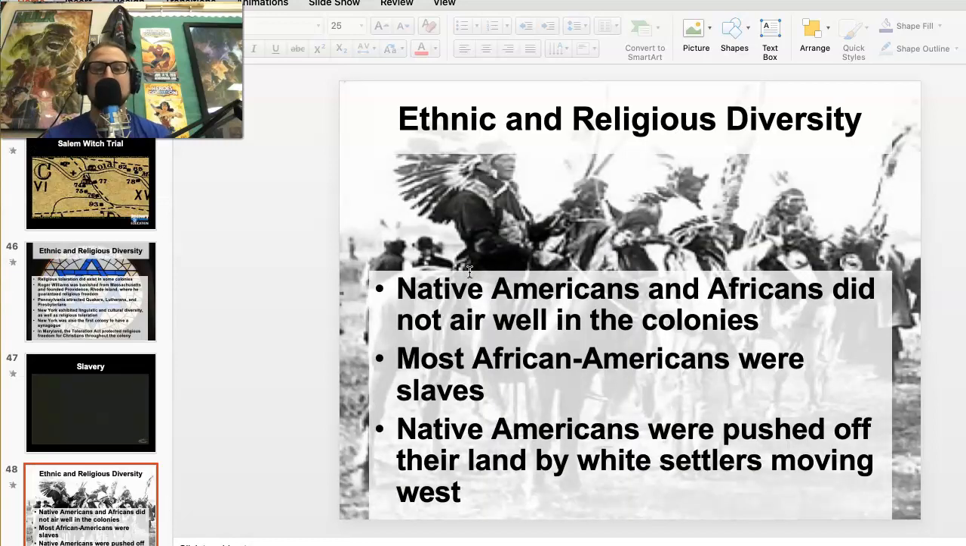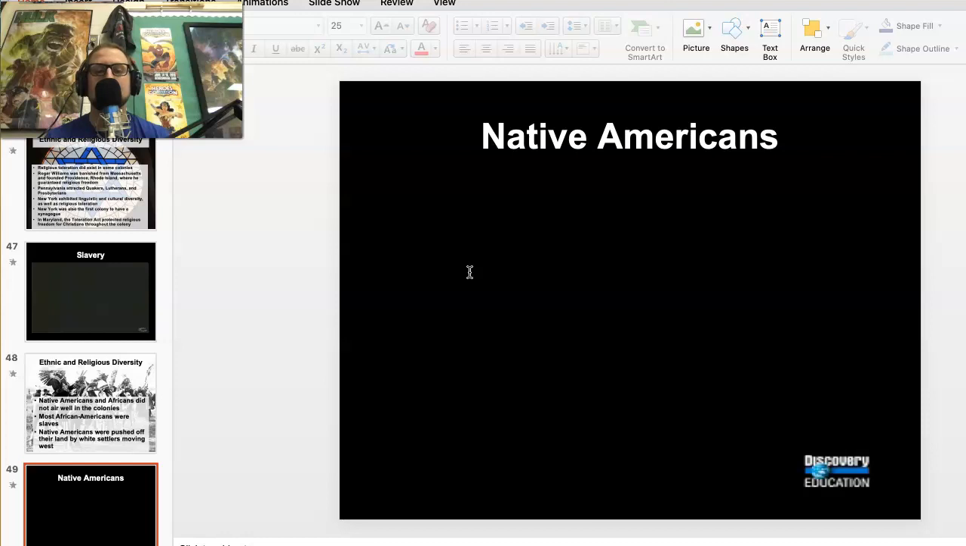Again, we talked about slavery in the Middle Passage. Native slaves fled. They died out. They were replaced by African slaves. And that's going to do it for the 1.1 notes.